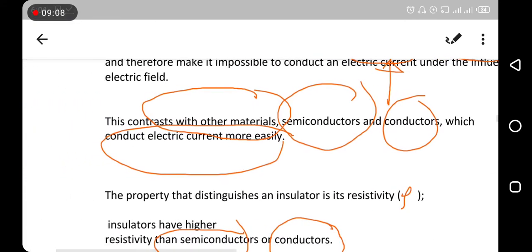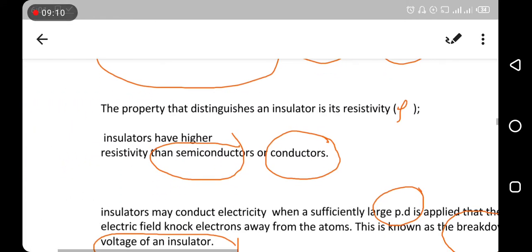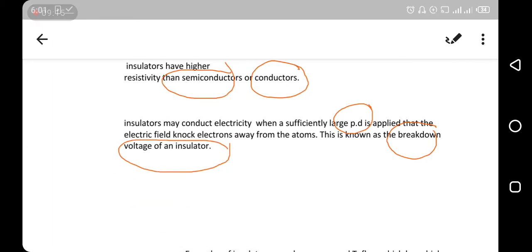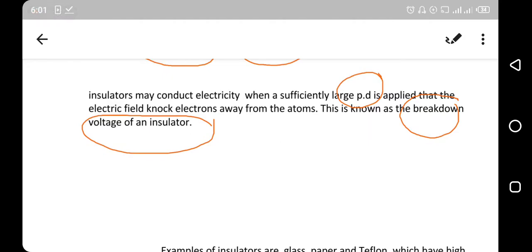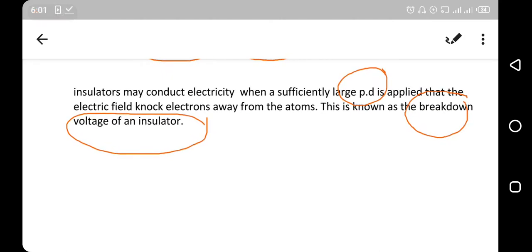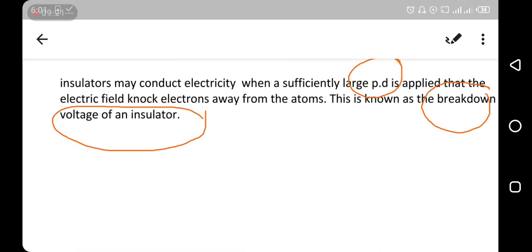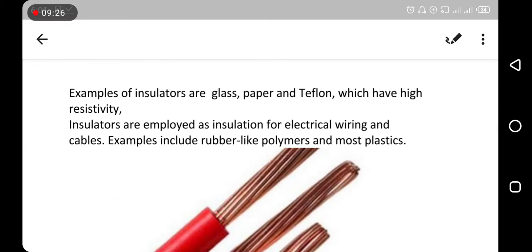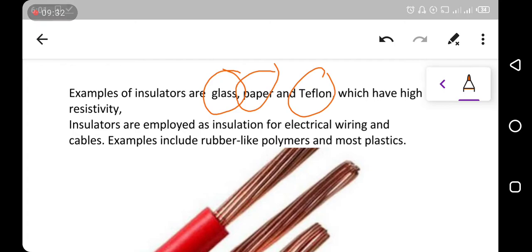So if we apply a large potential difference, it is possible for an insulator to conduct electricity. That potential difference is called the breakdown voltage of the insulator. Examples of insulators are glass, previously we said paper, and Teflon, which have high resistivity.